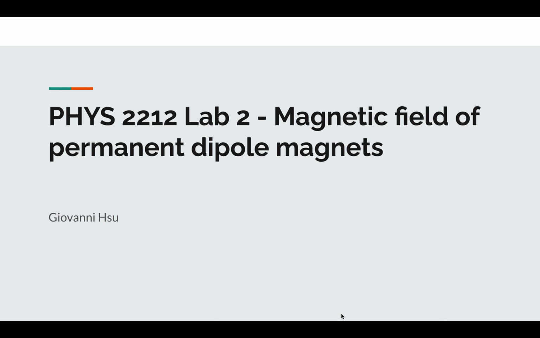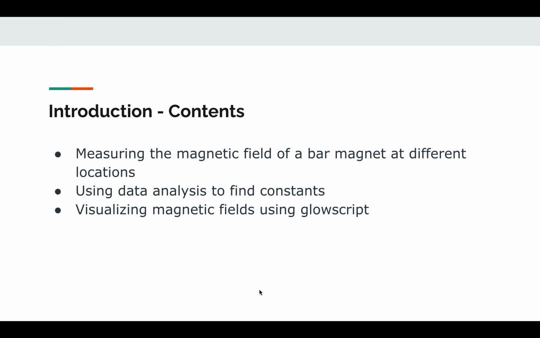Alright, this is my lab report for lab 2. These are my contents. Basically, we're measuring the magnetic field of a bar magnet at different locations, and we use data analysis to find some constants, and we visualize those magnetic fields using GlowScript.